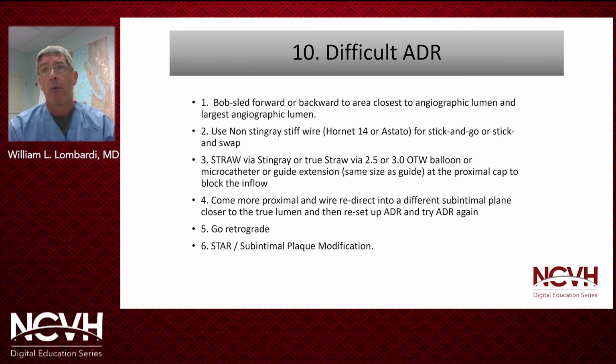We don't use the Stingray wire to do reentry for ADR anymore. I basically use the Hornet 14 or Stato 820s because it's a stiffer, sharper wire. You can do forms of straw, and there's a bunch of them. I'm not going to go through all of those. But the idea is effectively you're going to suck blood out of the subintimal space to open up the distal vessel in a way that facilitates reentry.